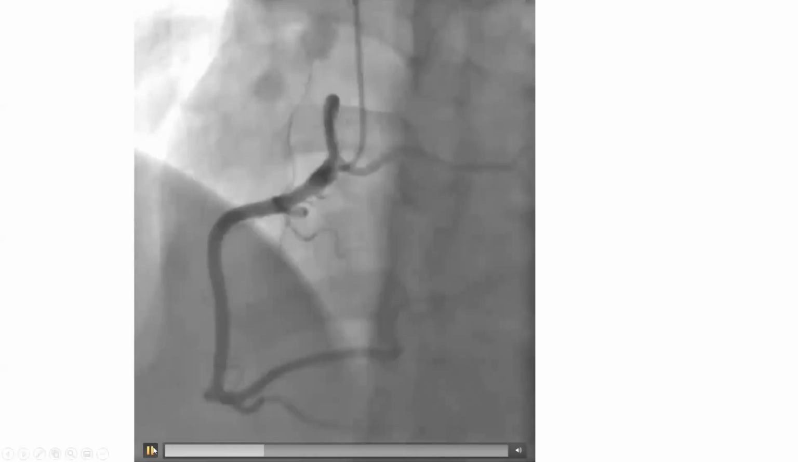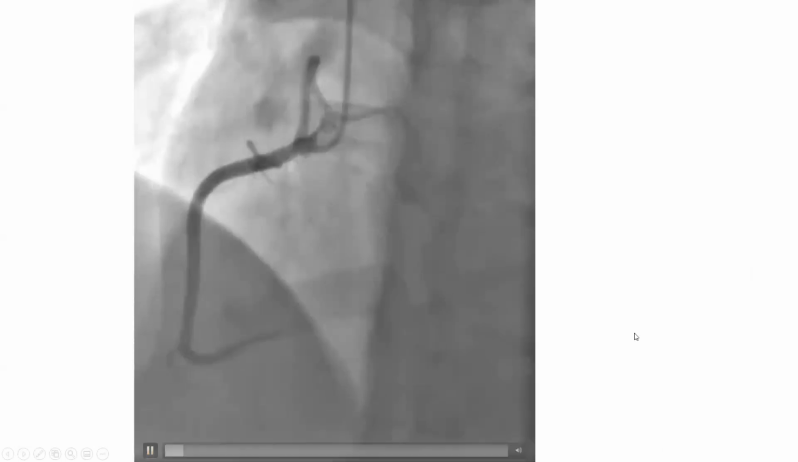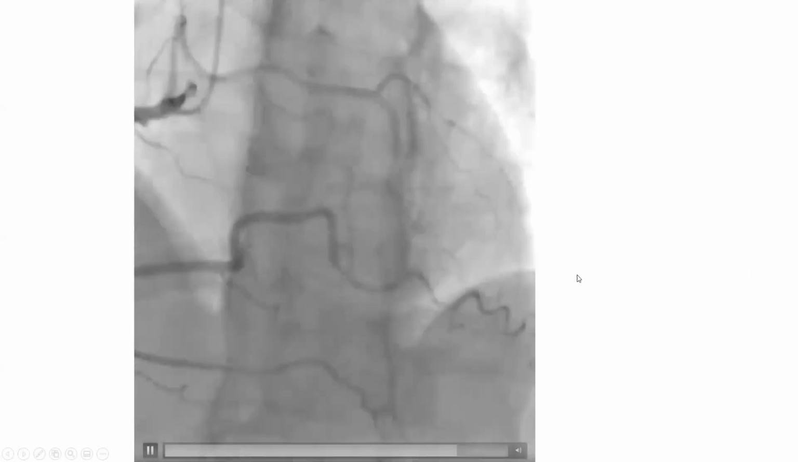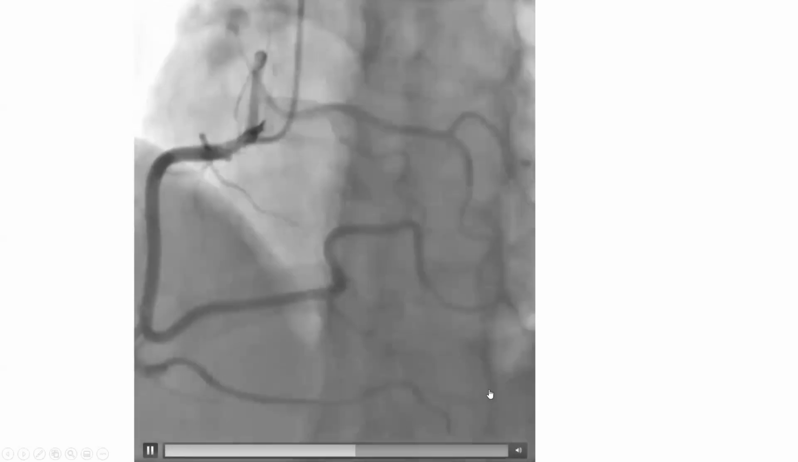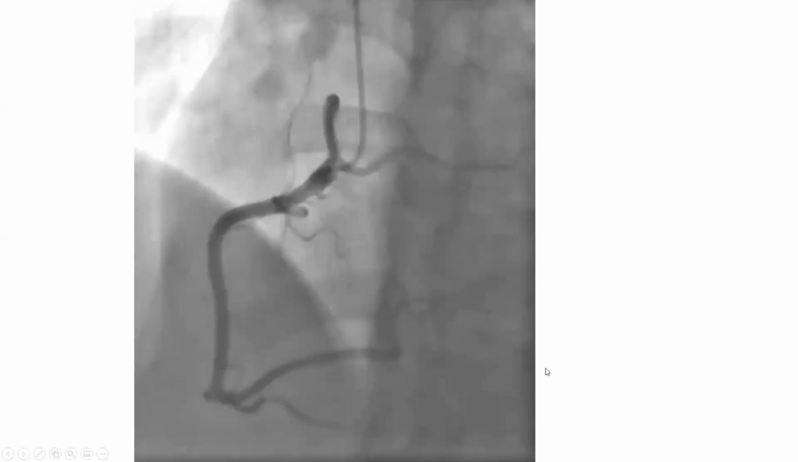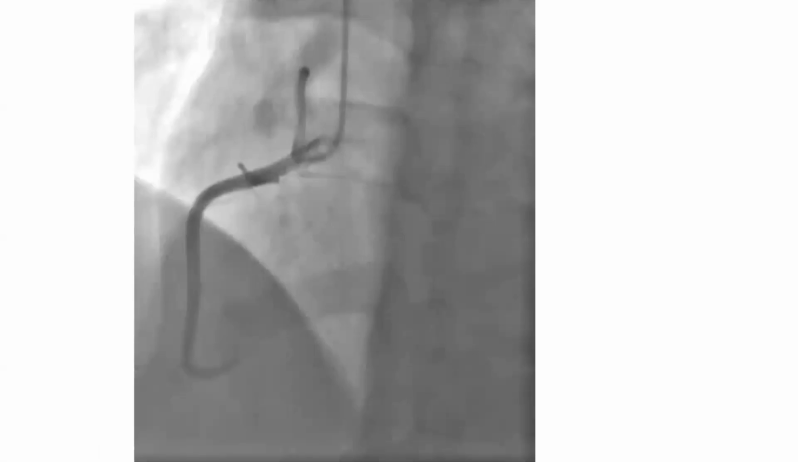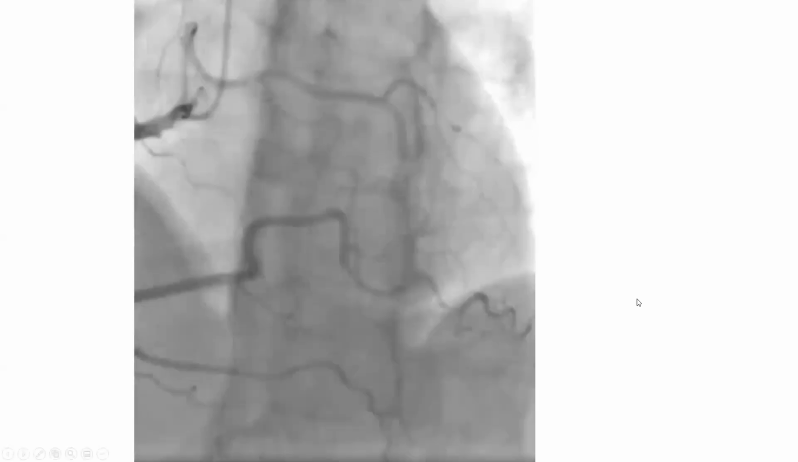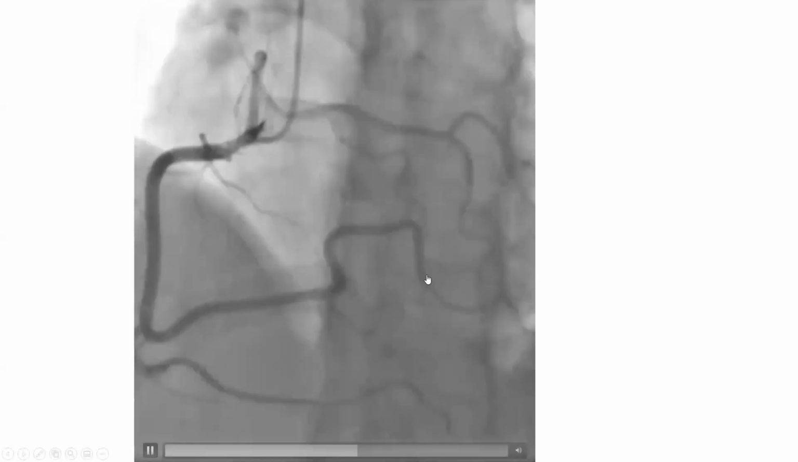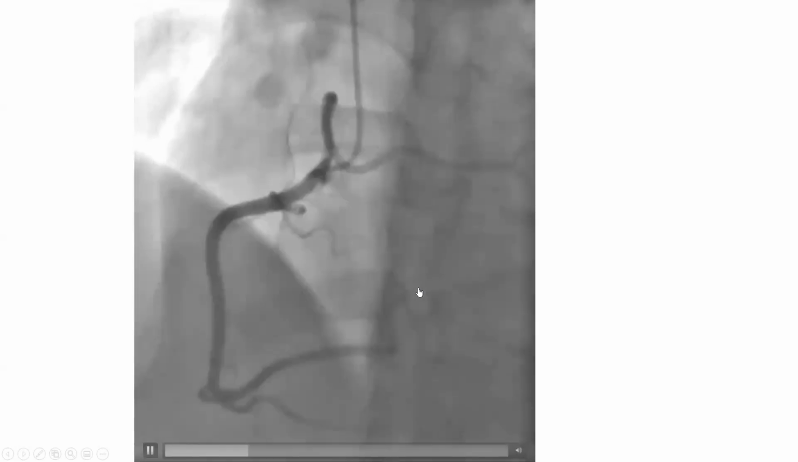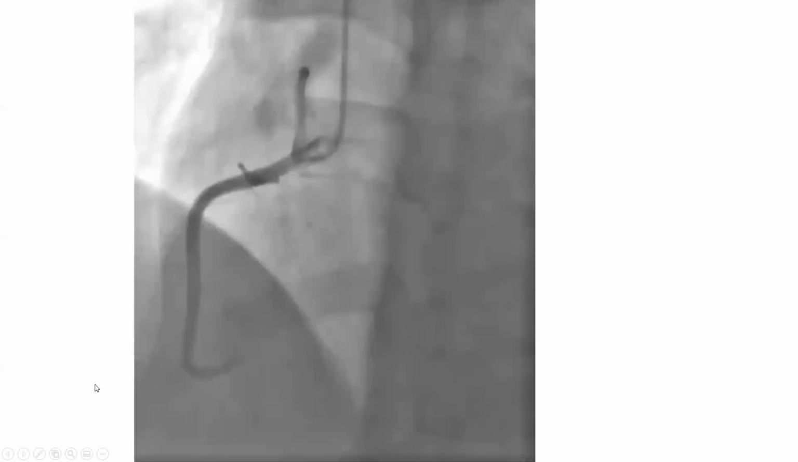I will give one more case of anomalous coronary origin. As I said, I have a large collection of those cases, and I'm sharing those with you. I want you to review them on your own and share that practice. It's a good exercise in angiography.